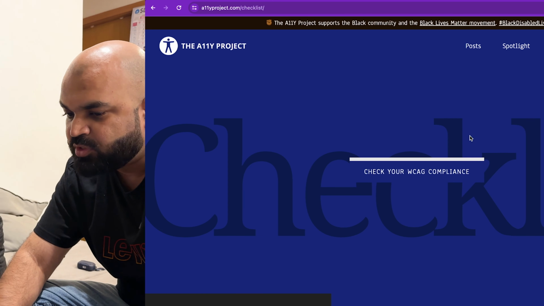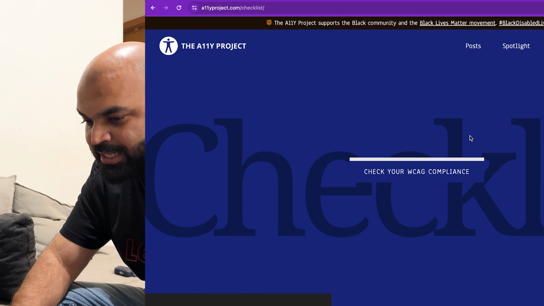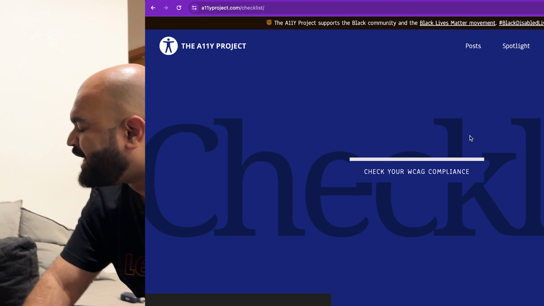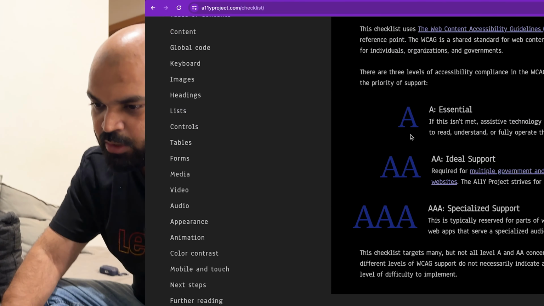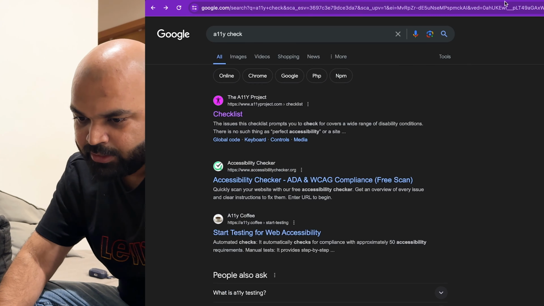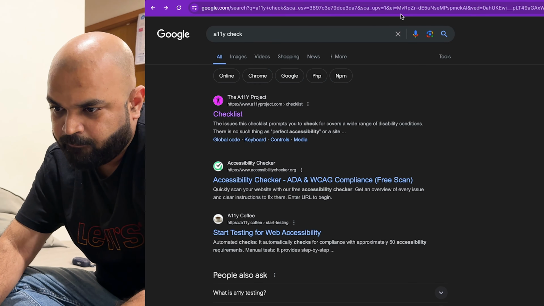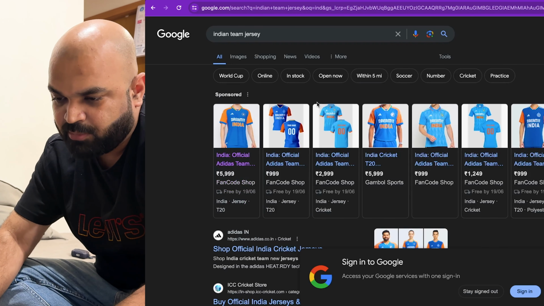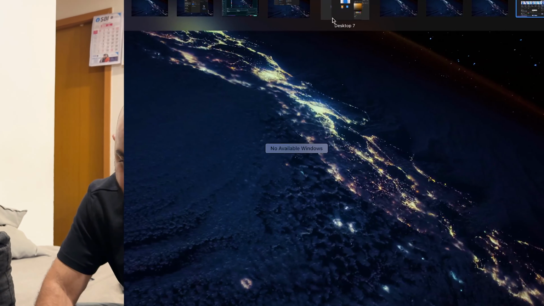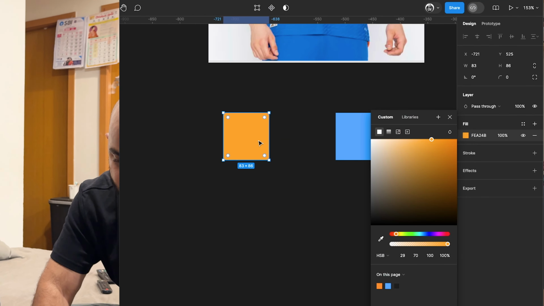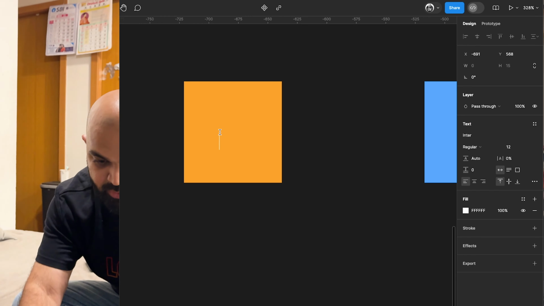it's called WCAG compliance, that is, Web Content Accessibility Guidelines. Is WCAG guidelines, right? Now what happens is, WCAG check. There are also plugins in Figma. Instead of that, let me show that to you on Figma itself, right? So see, let us say this orange is there. Now I want to write some text.